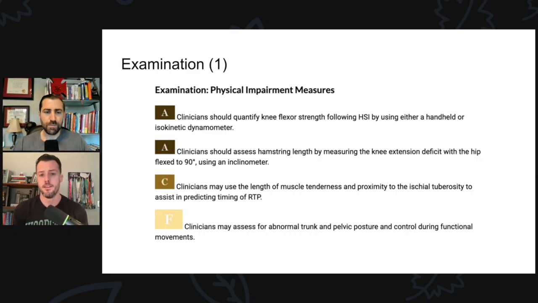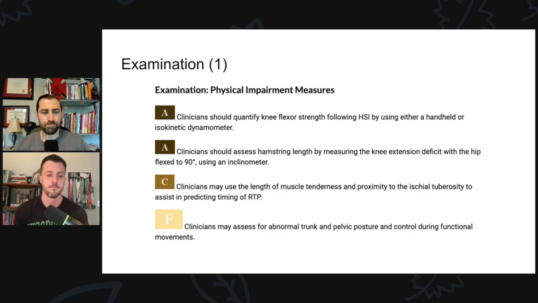And then not a ton of evidence, but F grade evidence here, that we want to assess for trunk and pelvic posture during functional movements. So if you watch someone lunge or squat, or even if they're in the phase where they could do a little light jogging, you kind of want to look at the angle of their pelvis. I think there is some research to support that greater anterior pelvic tilting with some of these movements may place more demand on the hamstring. So something to look at, maybe not as a top priority as the other two that I mentioned above, but something to consider.